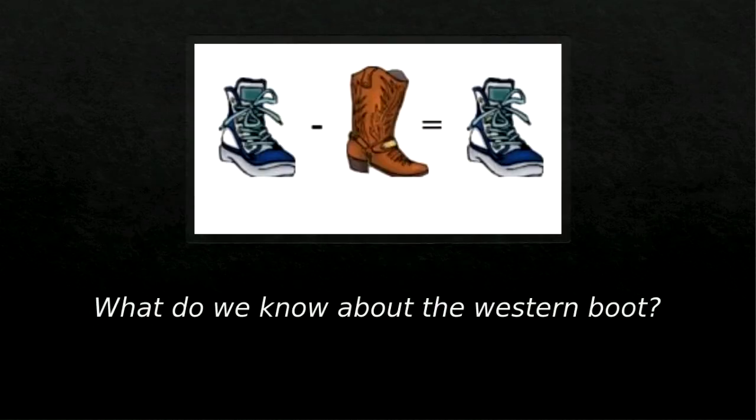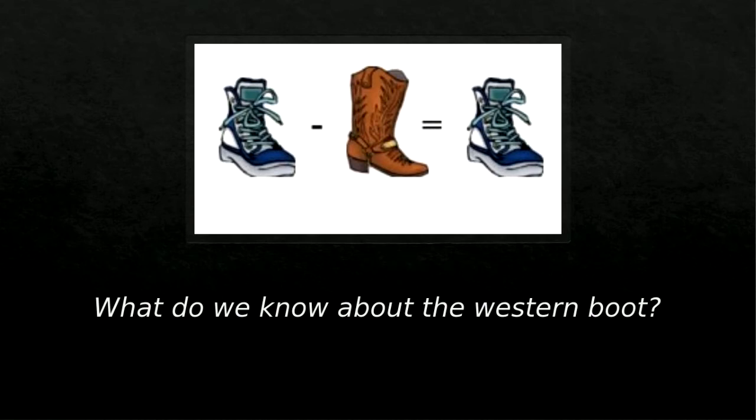What do we know about this Western boot? So when you have a number and you take a number away from it, how do I end up with that same number? What must the Western boot be? Well, that Western boot must be 0. Any number, take away 0, is that number. If I had 100 minus 0, that would equal 100.